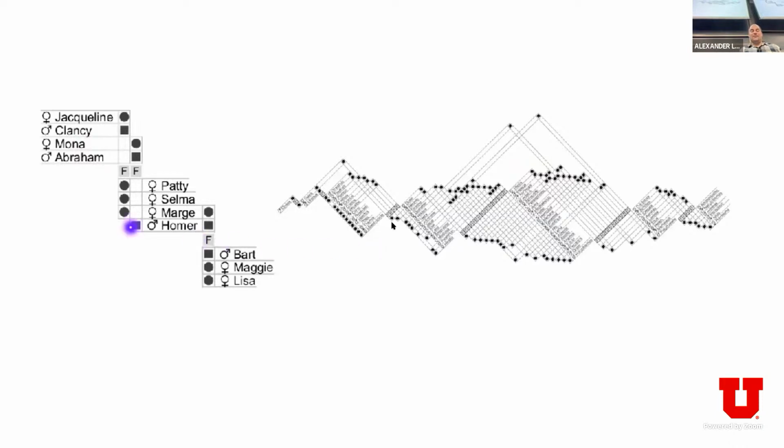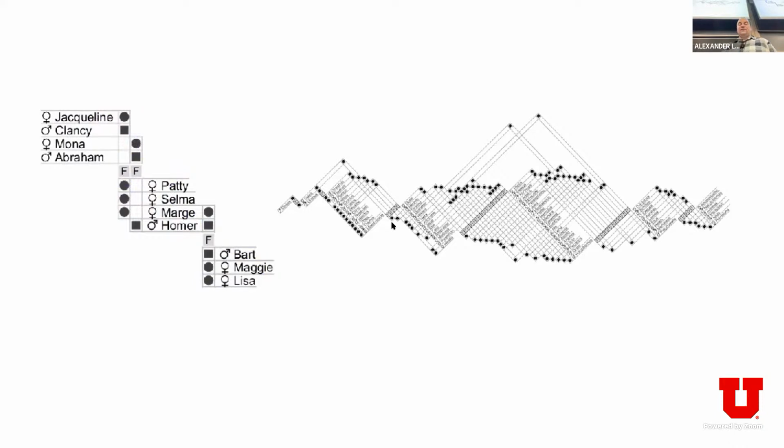And here we have a genealogy of the Simpsons. And we can see that we have Marge and Homer. Marge and Homer have together children that are Bart and Maggie and Lisa, right? But Marge is also the sister of Selma and Patty. And so they're the children of Jacqueline and Clancy. And so that's how you can read a genealogy like this.